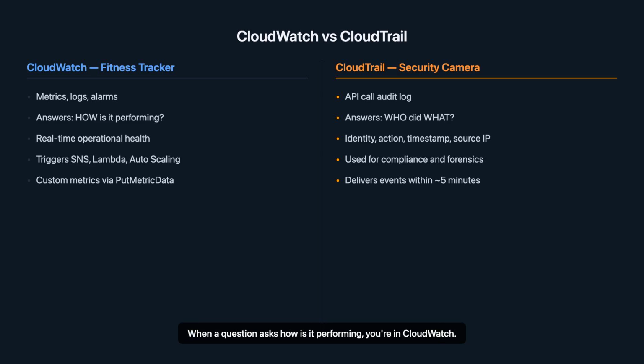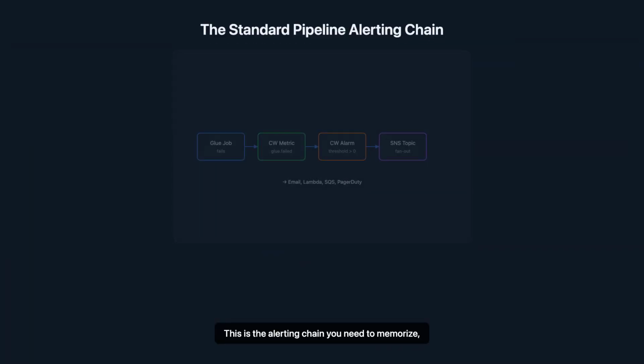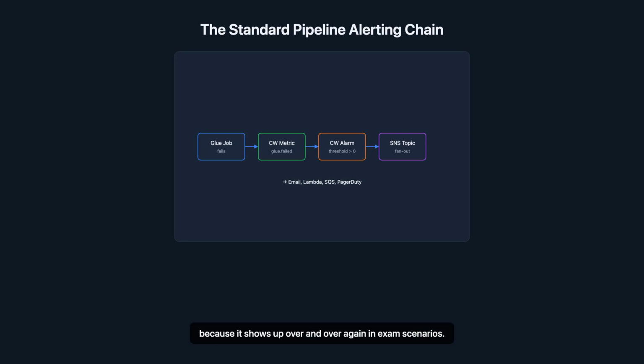When a question asks how is it performing, you're in CloudWatch. When a question asks who did what, you're in CloudTrail. This is the alerting chain you need to memorize because it shows up over and over again in exam scenarios.